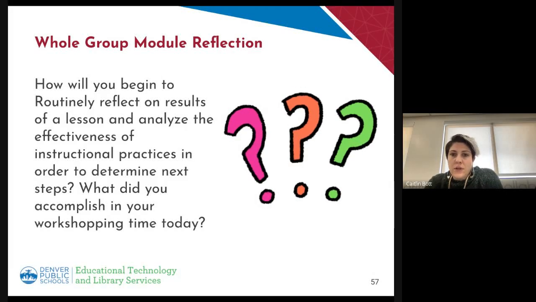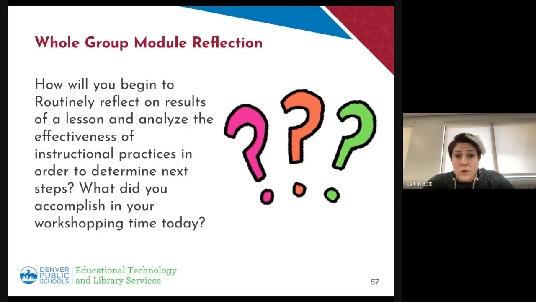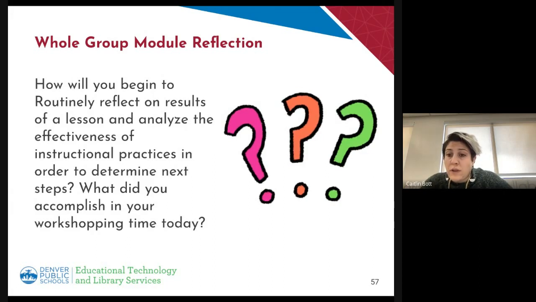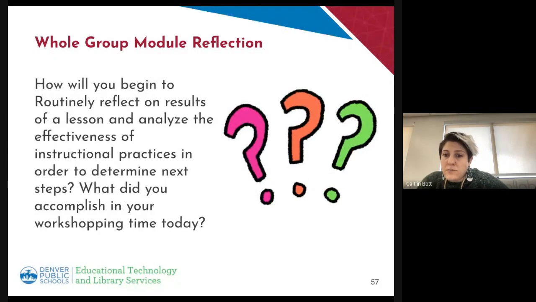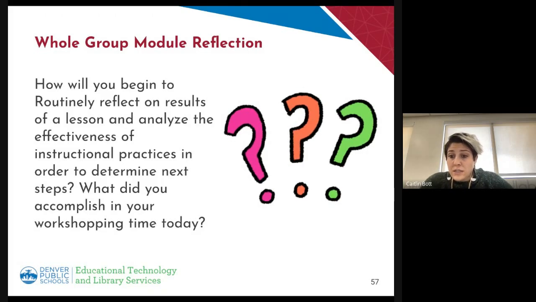All right, as we look at the chat, again, this is just our whole group reflection, looking at how we can routinely reflect on our results of a lesson and what we accomplished during workshop today. A couple of individuals mentioned the strategies that they looked at and how they can incorporate them into their classroom, using one strategy was Read&Write or Kahoot. And then we have a teacher mention that using the progress and skills tools in Seesaw to track their student progress, and then continuing to utilize Seesaw as a way to differentiate for students.